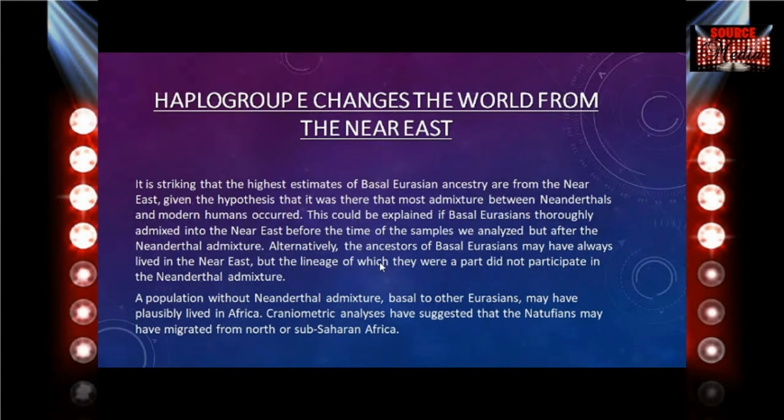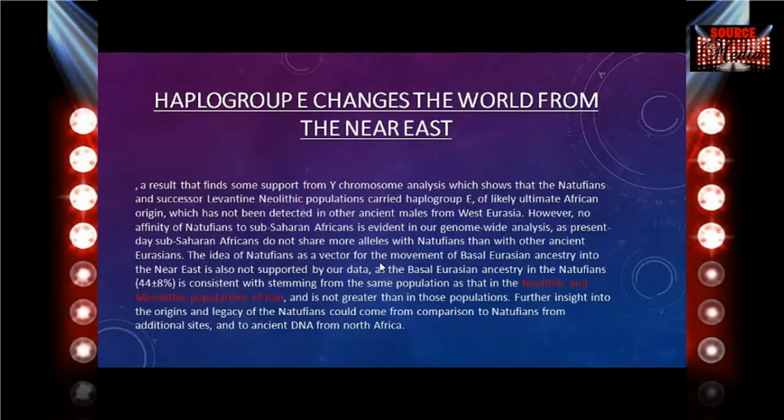A population without Neanderthal admixture, basal to other Eurasians, may have plausibly lived in Africa. Craniometric analyses have suggested that Natufians may have migrated from North or Sub-Saharan Africa. As a result of these findings, some support the Y chromosome analysis that shows that the Natufians and the successor Levantine Neolithic populations carried haplogroup E of likely ultimate African origin, which has not been detected in other ancient males from Eurasia. However, no affinity of Natufian and Sub-Saharan African is evident in our genome-wide analysis.